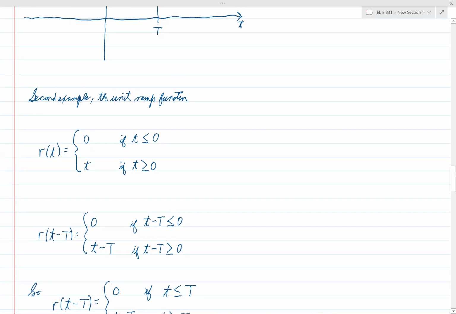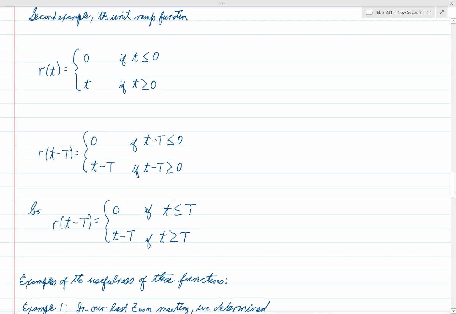Actually, I see now I probably should have graphed r of t, so let me once more make a little change here. So let's see here.